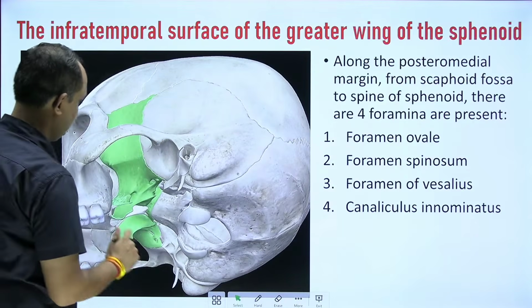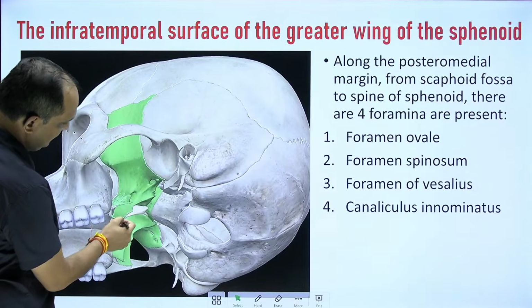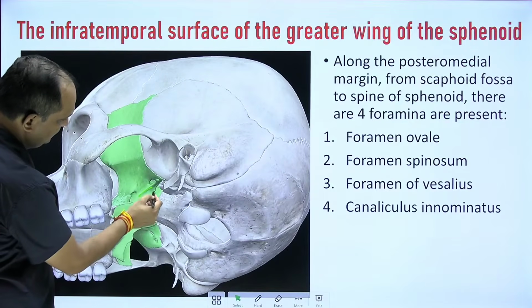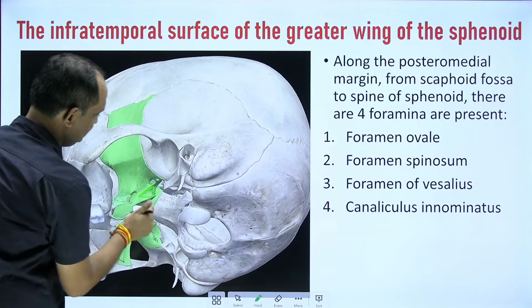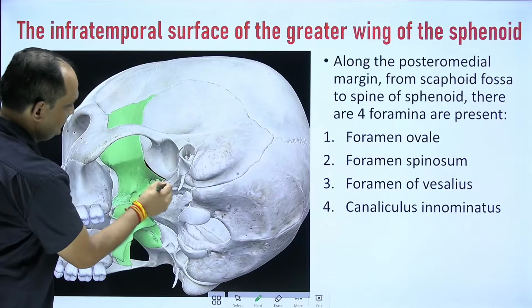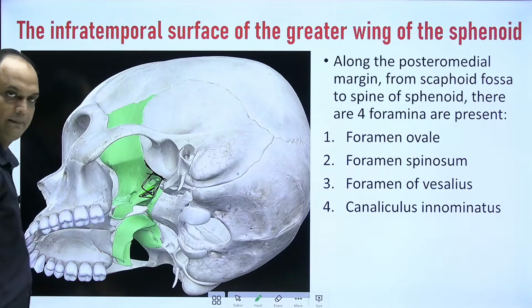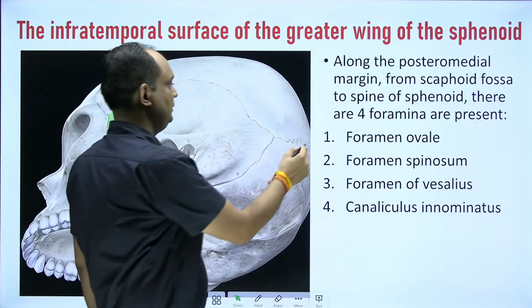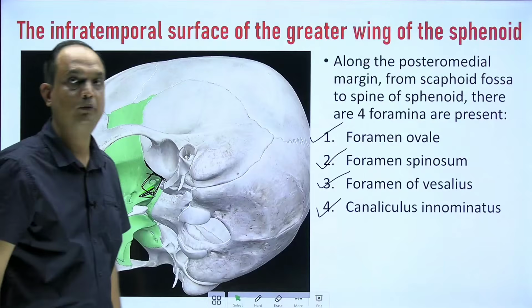Then next, in this area, when you see the posteromedial margin and the scaphoid area, now this is your scaphoid area, this is the medial plate, and above the medial plate you will have the scaphoid fossa. Now from this scaphoid fossa till this posterior margin, in this area you have 4 foramina. What are these 4 foramina? Foramen ovale, foramen spinosum, foramen Vesalius, and canaliculus innominatus.